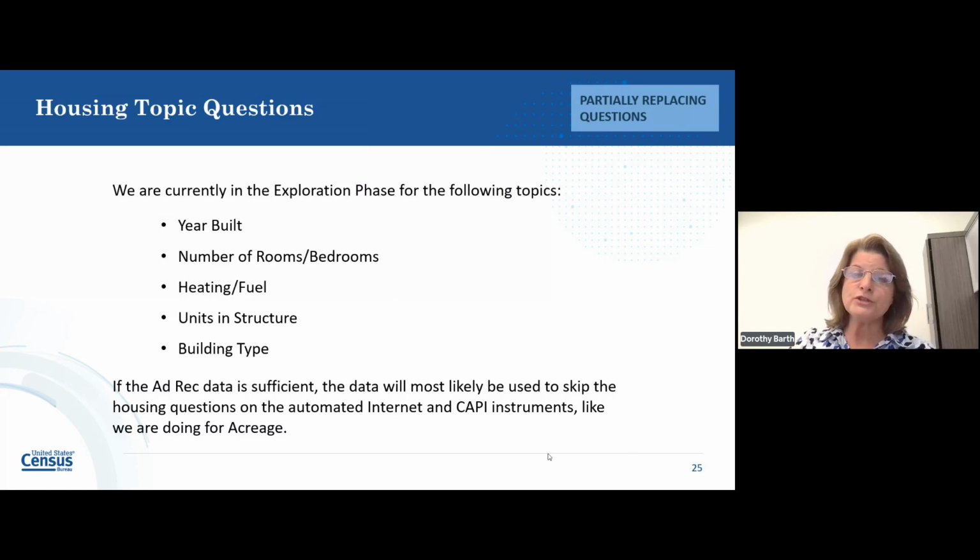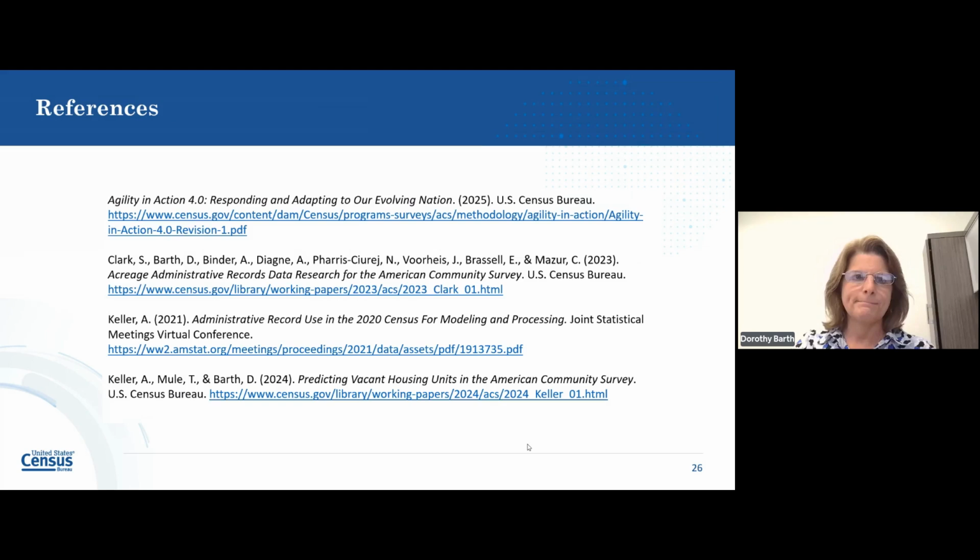As I mentioned, we're also looking at some housing topics. Here are the topics: year built, number of rooms, bedrooms, heat fuel, units in structure, and building type. We're still in the beginning phases of this, but the idea is they're housing level variables. So most likely we'll do the same thing we do with acreage, which is for the households that we have good data for, we'll skip the question in the automated instruments.